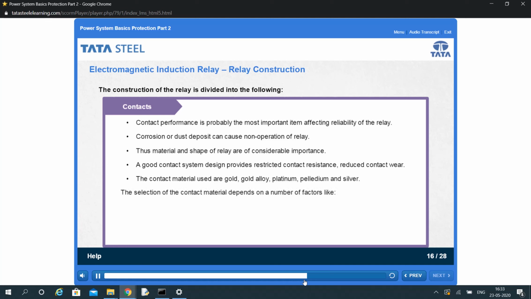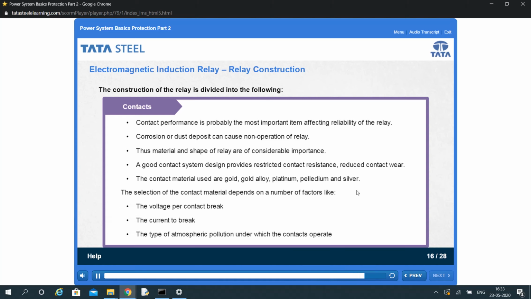The selection of the contact material depends on a number of factors like the voltage per contact break, the current to break, and the type of atmospheric pollution under which the contacts operate.